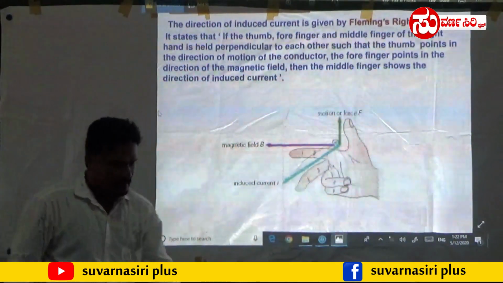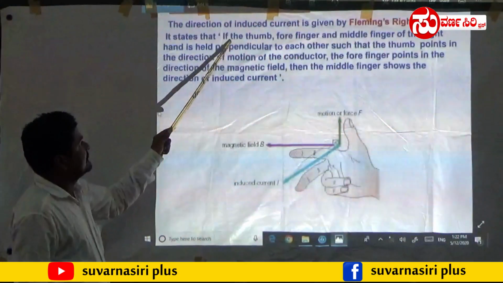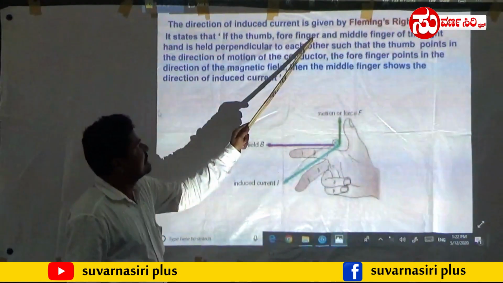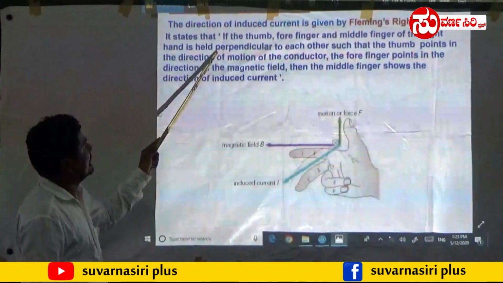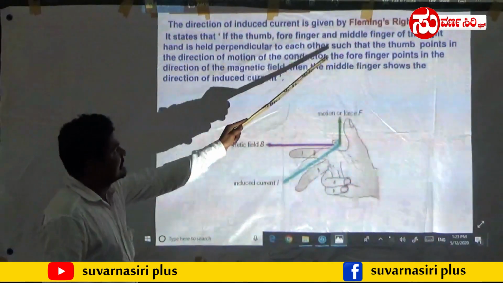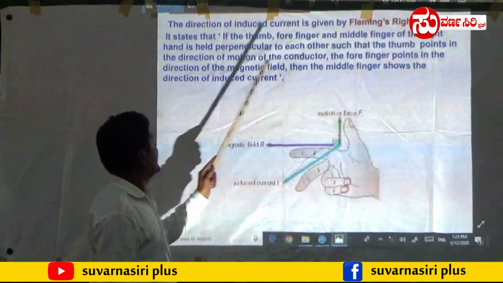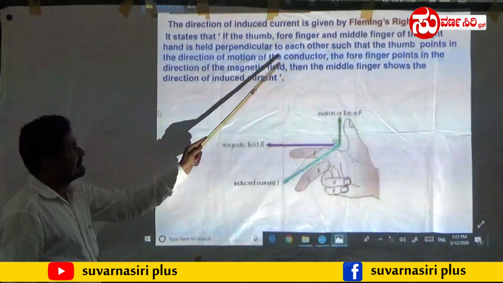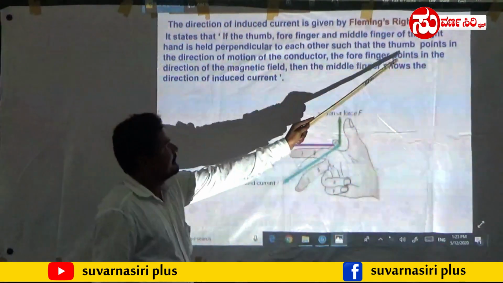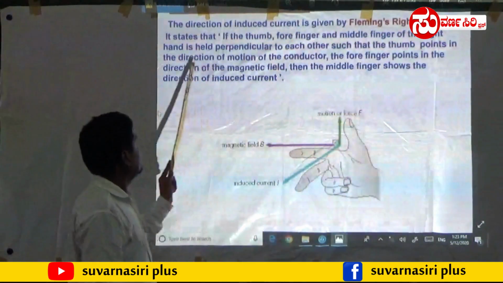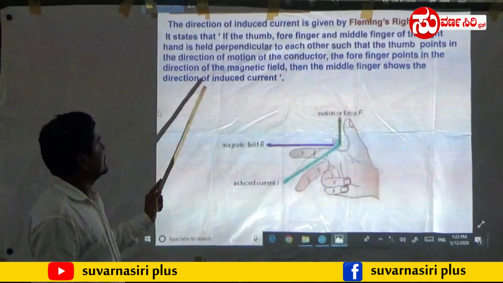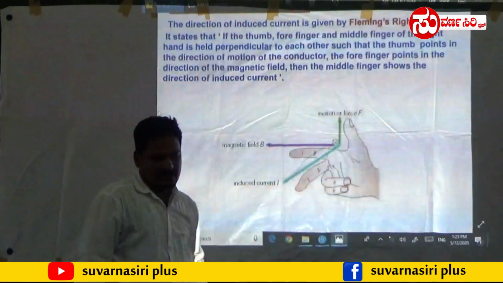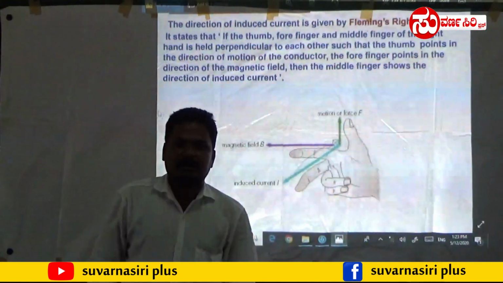Here we have to learn that if the thumb, forefinger and middle finger of the right hand are held perpendicular to each other, such that the thumb points in the direction of motion of the conductor, the forefinger points in the direction of magnetic field, and the middle finger shows the induced current, this is called Fleming's right hand rule.